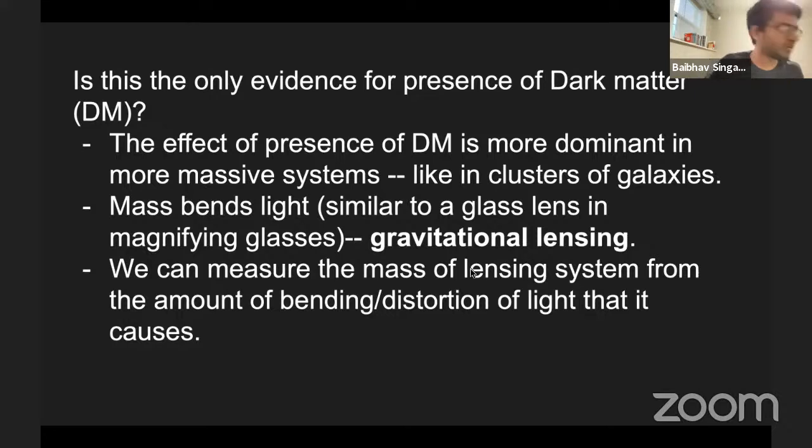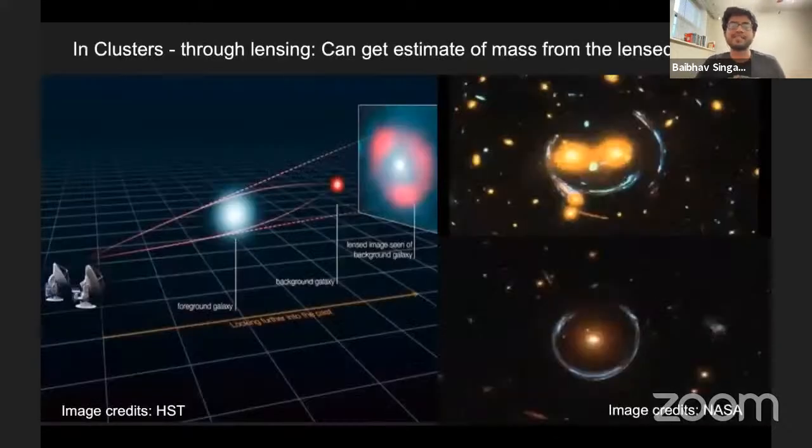This effect is called gravitational lensing. We can measure the mass of the lensing system by the amount of bending that it causes to the background light. So what is lensing? If a massive object is present between you and a background object, you can observe that the light rays bend around that massive object, and you can see an extended image of the object, multiple images of the same object, because light bends around in all directions.